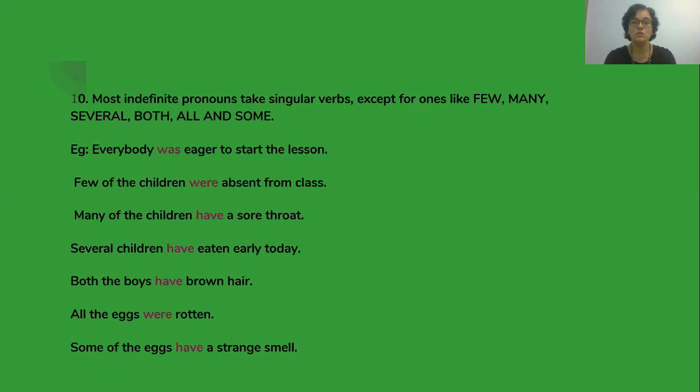Now, when do you use plural verbs? If you have these words, few, many, several, both, all, and some. For example, few of the children were absent from class. Many of the children have a sore throat. Several children have eaten early today. Both the boys have brown hair. All the eggs were rotten. Some of the eggs have a strange smell. Okay, so if you have singular indefinite pronouns, you use a singular verb, and if you have exceptions there like few, many, several, both, all, and some, then you use a plural verb.